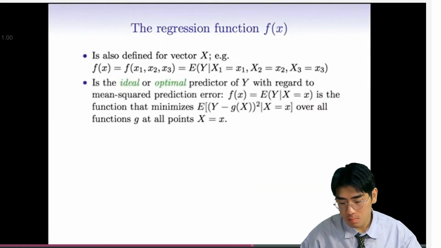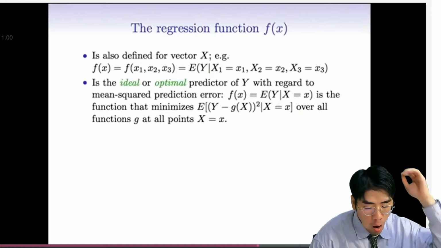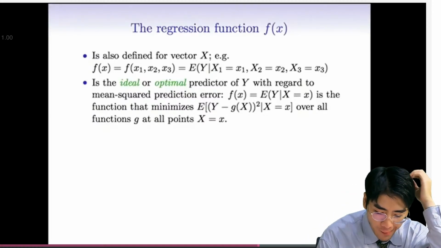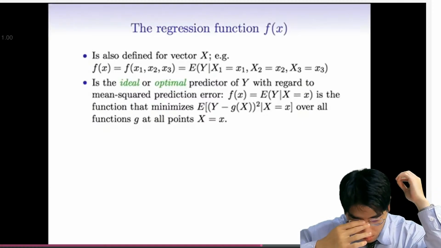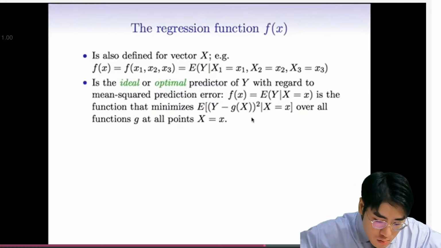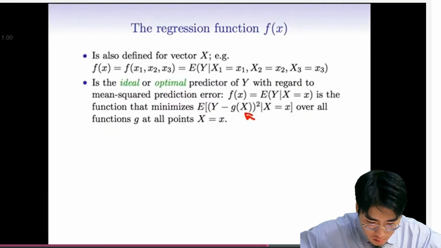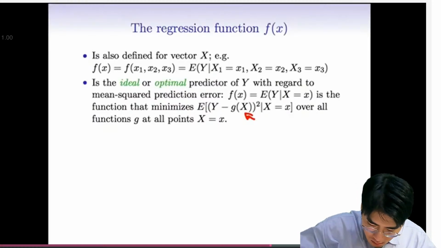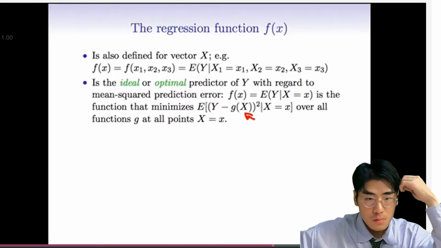We said it's the ideal or optimal predictor of y with regard for the function. And what that means is, actually, it's with regard to a loss function. And what it means is that particular choice of the function f of x will minimize the sum of squared errors, right? Which we write in this fashion, again, expected value of y minus g of x over all functions g at each point x, right? So it minimizes the average prediction errors.